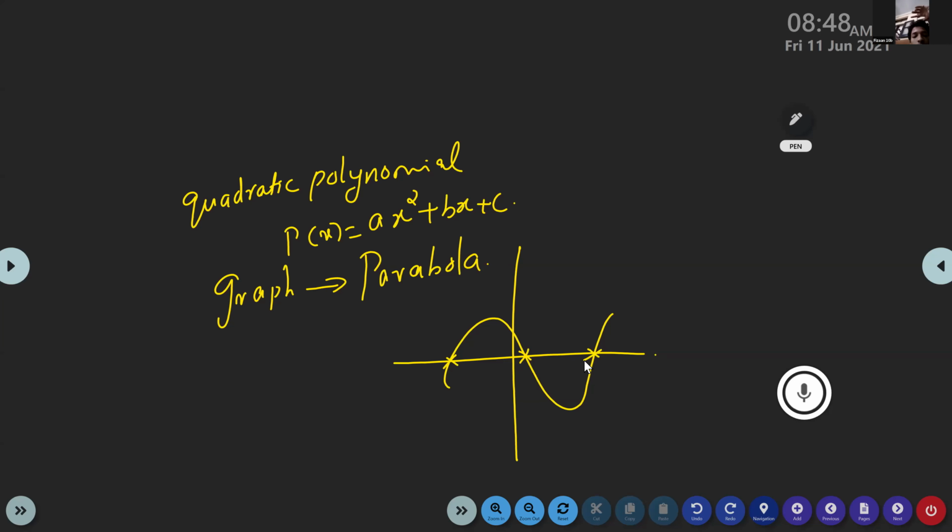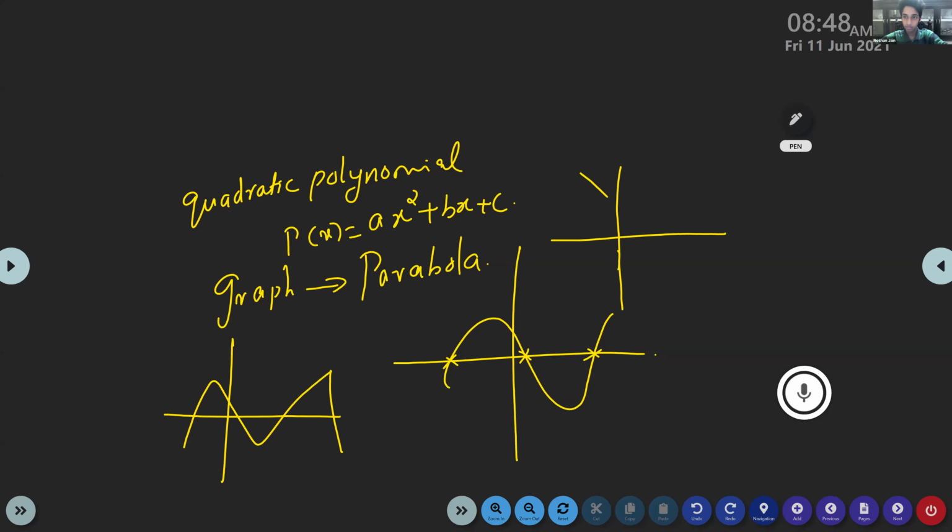Okay. So for this graph, how many zeros? 4 zeros. And for this graph, how many zeros? Only one, because the line touches at only one point. So this is a linear polynomial and it has only 1 zero. Okay, and the graph of the quadratic polynomial is known as a parabola.